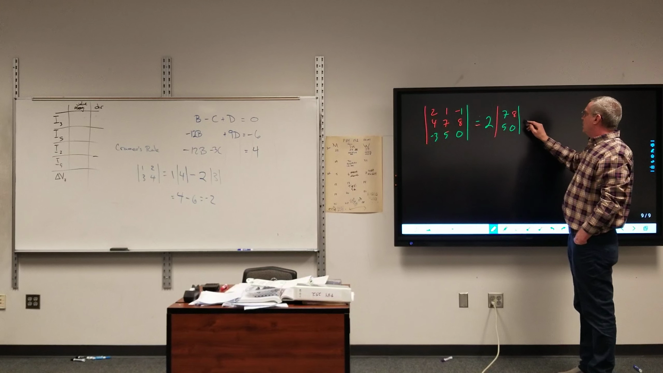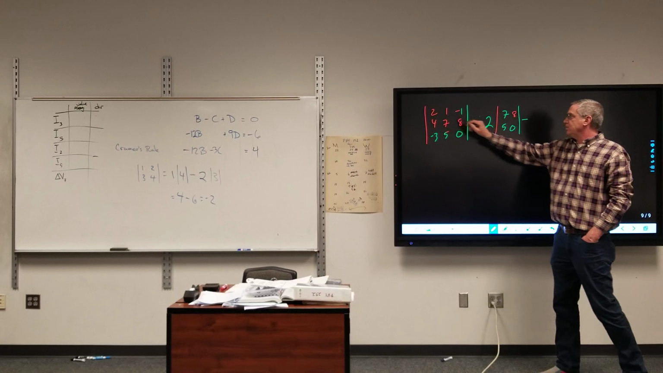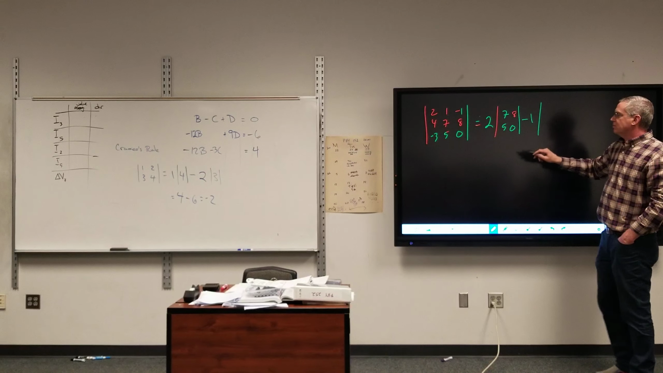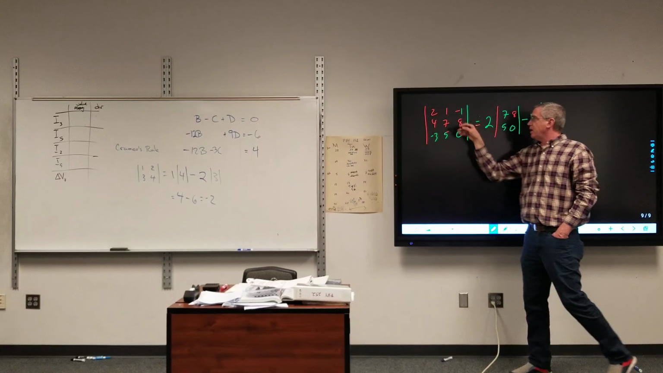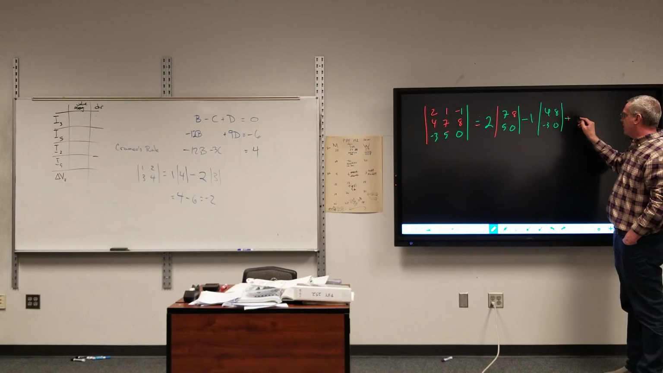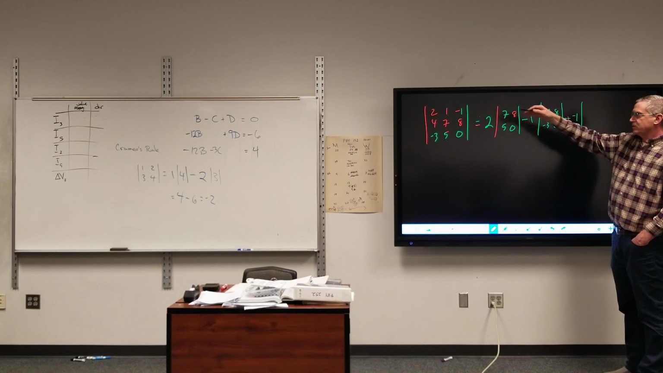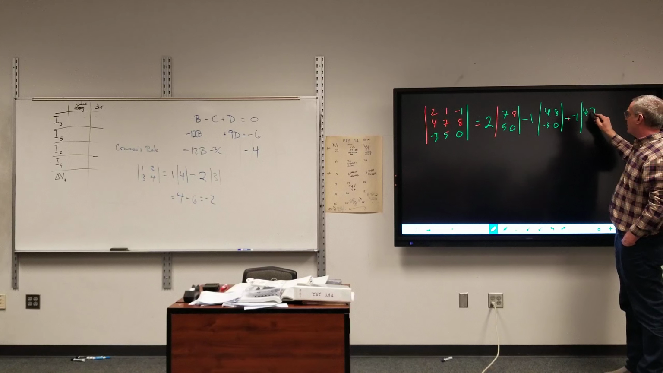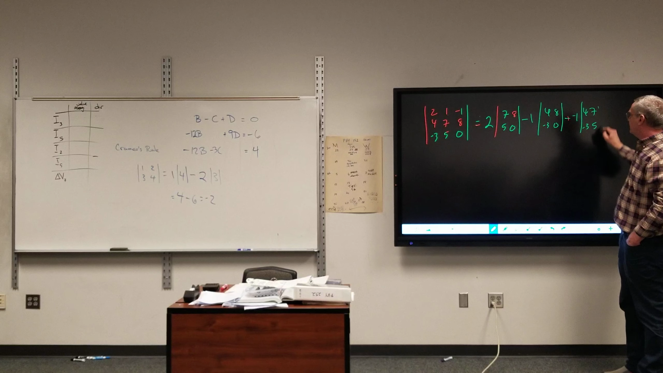Minus, I go to the next one, 1 times. Eliminate that row and column, I'm left with 4, 8, negative 3, 0. Plus, I go to the next one, negative 1 times, cross out that row and column, 4, 7, negative 3, 5.